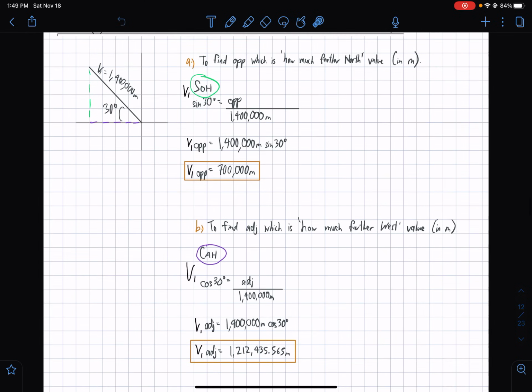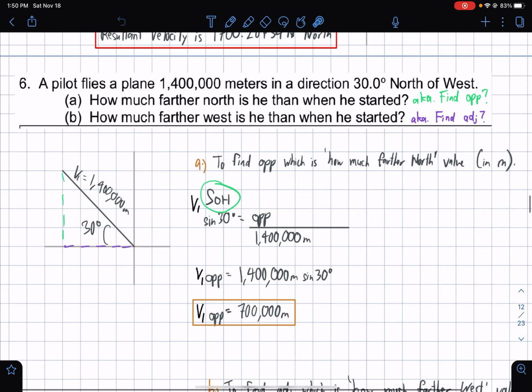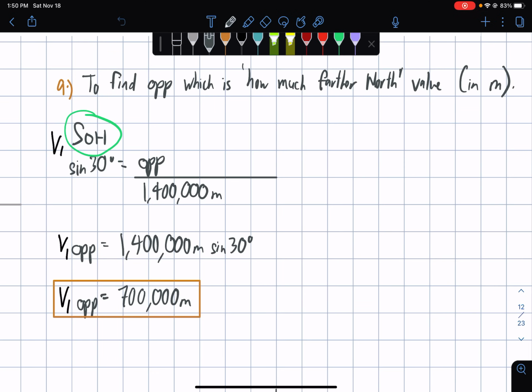So from there, just like what we had with percent error, we're given the percent error value, but we're looking for EV or TV. We just algebraically manipulate the concerning equation. So we're going to use SOH. Sine is equal to opposite over hypotenuse to look for the opposite side. We have the hypotenuse, but we are missing the opposite side. So we use SOH. And just basically manipulate the equation until we get the opposite side, which is equal to 700,000 meters.